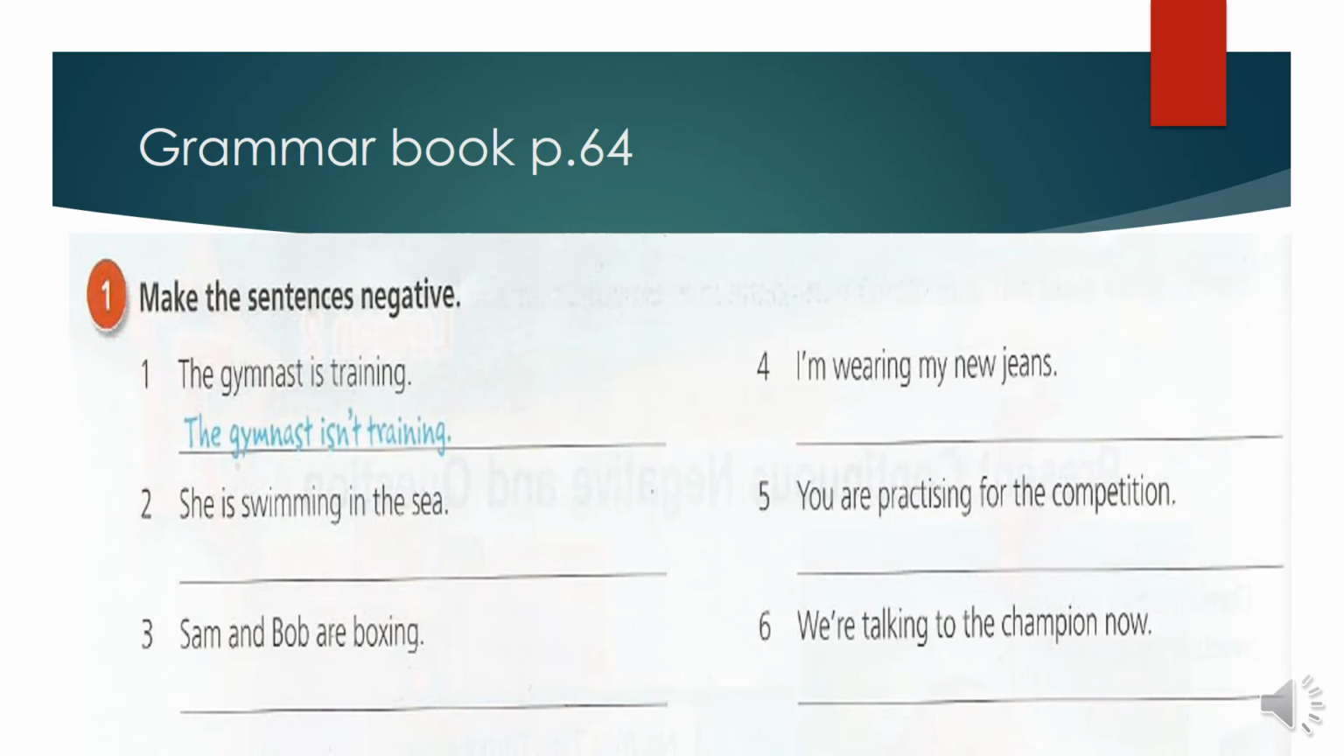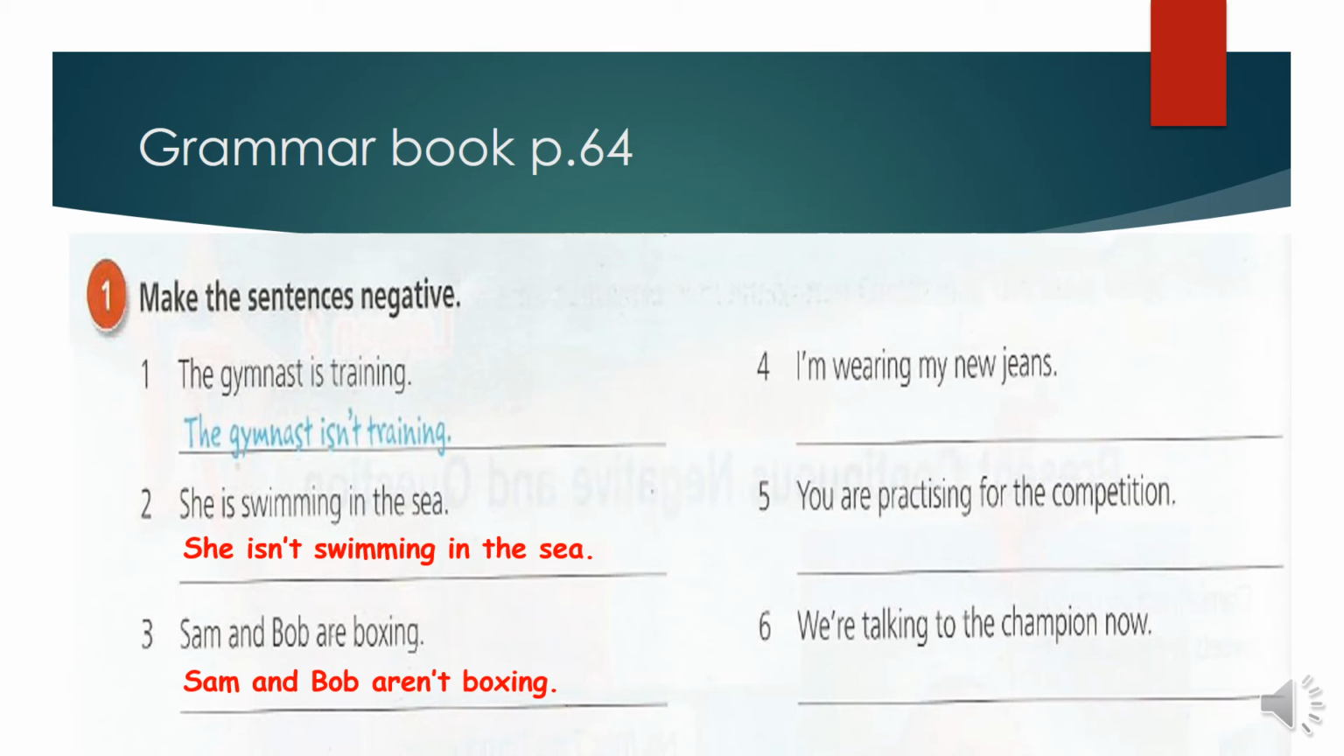Okay, Junior 3, please open your grammar book, page 64. Make the sentence negative. Number 1. The gymnast is training. I want to make it negative, so I will say the gymnast isn't training. Number 2. She is swimming in the sea. It will be she isn't swimming in the sea. Number 3. Sam and Pop are boxing. It will be Sam and Pop aren't boxing.